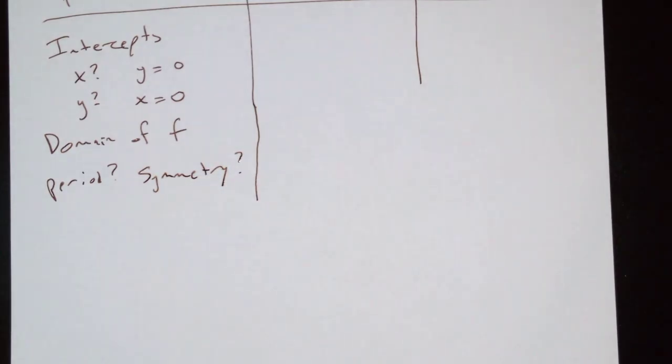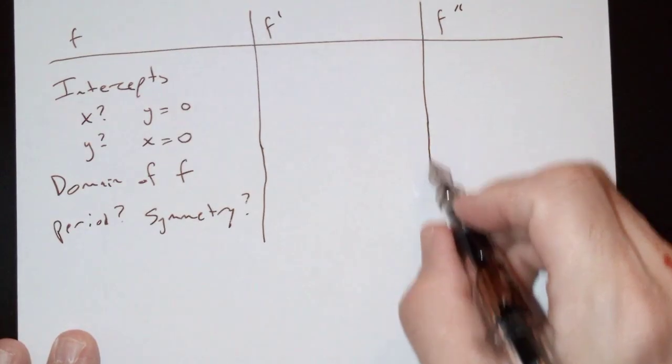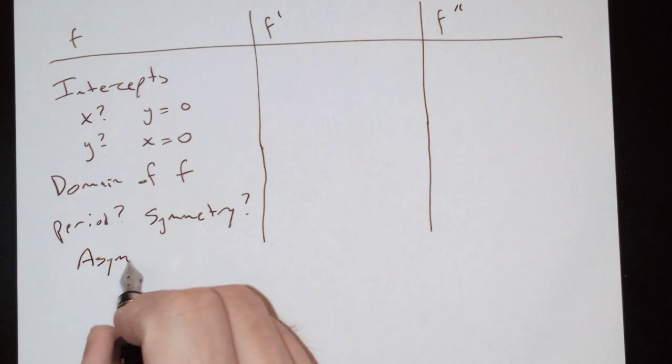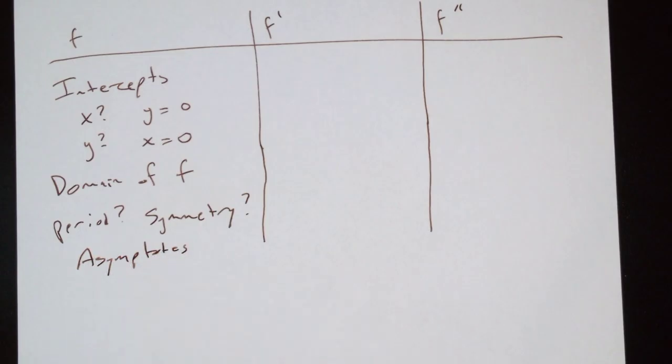Now, maybe we don't have any symmetry. Maybe we don't have any period. Maybe we're not dealing with a function that looks like that, but I should at least check. I should check for asymptotes. Vertical asymptotes are related to my domain, but horizontal asymptotes are related to going out to infinity. So I might need L'Hopital's rule there.